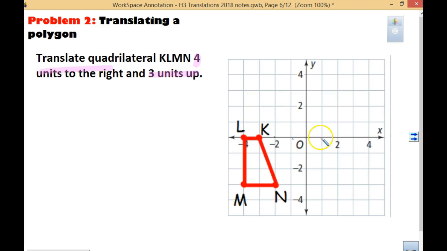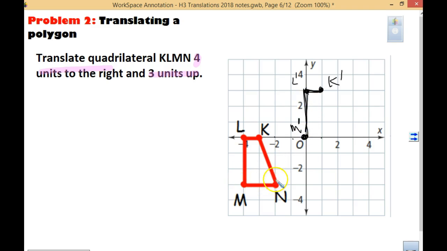1, 2, 3, 4 over, and now go up 3. This is exactly what we want to put as our K prime. Now, we notice that L is 1 back from that, so shouldn't this be L prime? And I don't know if you need to count over 4 and up 3, but 3 down from L is M, right? So I can go down 1, 2, 3, and this should be my M prime. And again, if I wanted to check, that is over 4 and up 3.